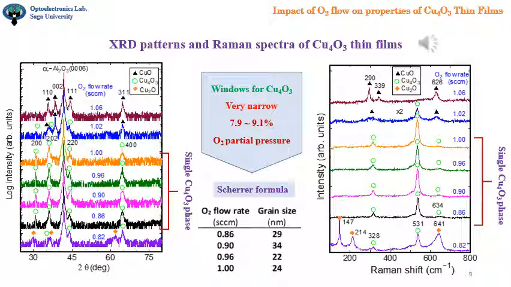Oxygen partial pressure of 7.9 to 9.1% is required to get a single phase of Cu4O3. We also measured the grain size by the Scherrer formula. The highest grain size is 34 nanometer at an oxygen flow rate of 0.90 SCCM.